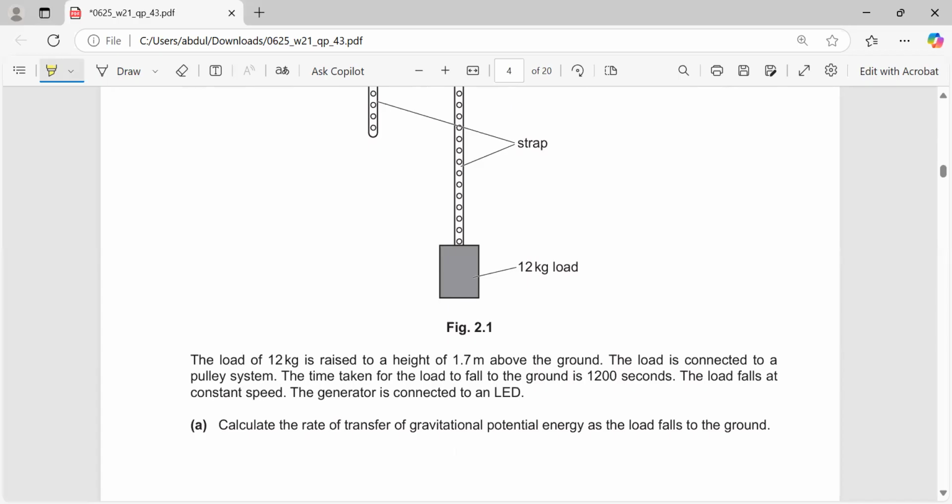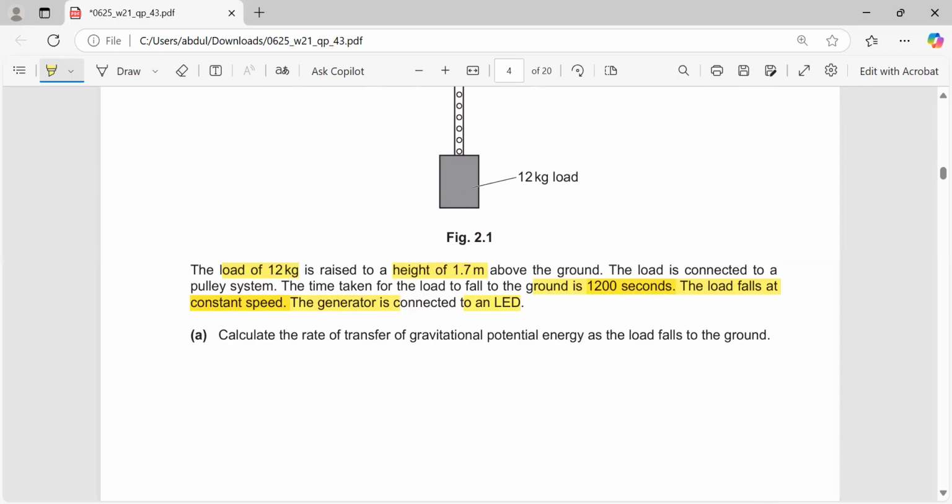The load of 12 kilogram. Now, don't think that this is weight. Mass is measured in kilograms, so actually this is 12 kilogram mass of the load. Raised to a height of 1.7 meters above the ground, the load is connected to a pulley system. The time taken for the load to fall to the ground is 1200 seconds. The load falls at constant speed. The generator is connected to the LED.